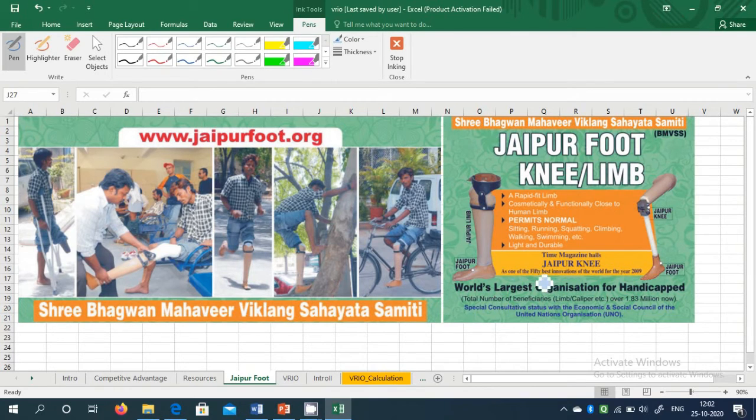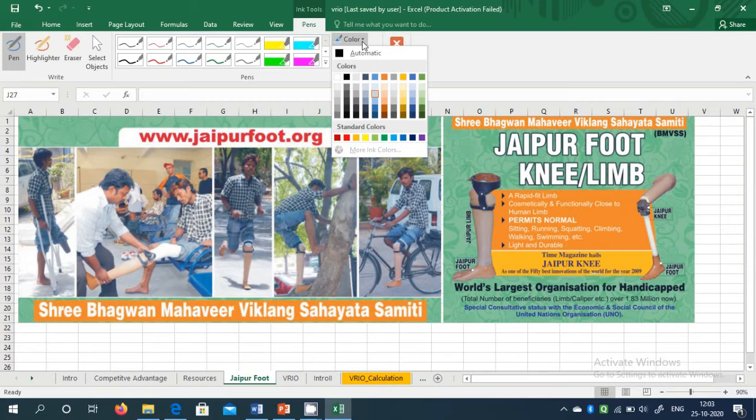You can read over here that this is one of the 50 best innovations of the world in the year 2009, as declared by Time magazine, and it is the world's largest organization for the handicapped. The United Nations has also given a special status to this particular organization.